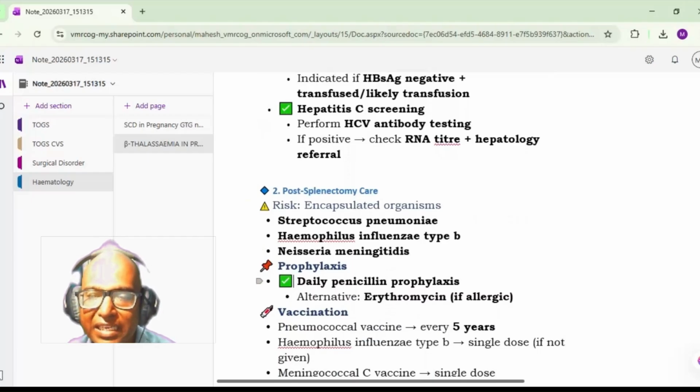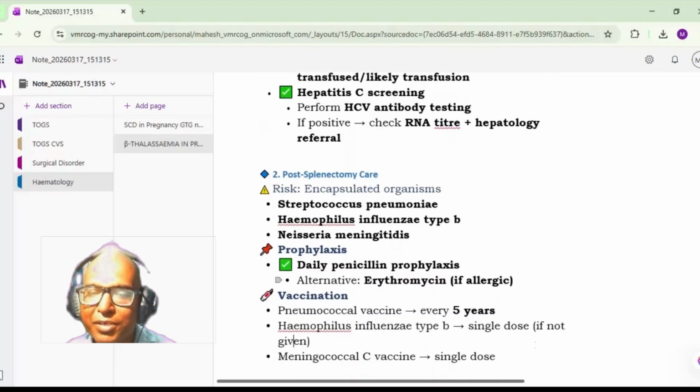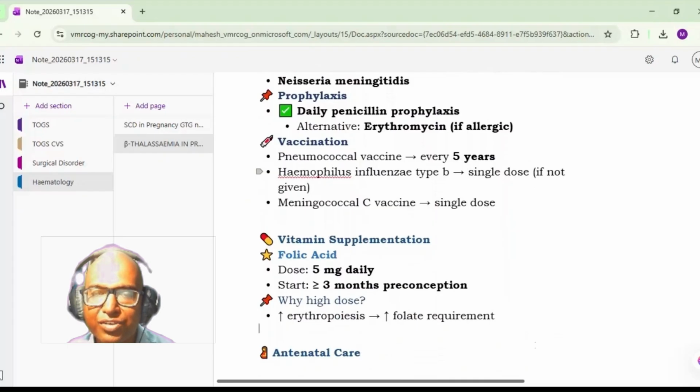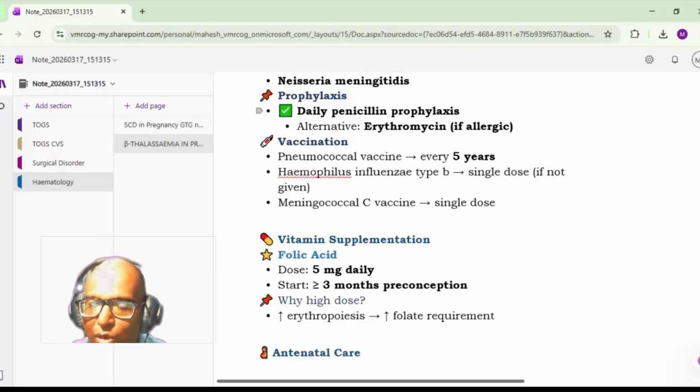Prophylaxis will be daily penicillin, and if the patient is allergic, then erythromycin is to be used. We have to consider vaccination with pneumococcal vaccine every 5 years, and Haemophilus influenzae type B and meningococcal C are a single dose. Especially in Part 3, when you have the station of beta thalassemia, we need to ask this particular history: whether the patient has received the pneumococcal vaccine and when, and whether she has received the Haemophilus influenzae type B and meningococcal C vaccine or not.